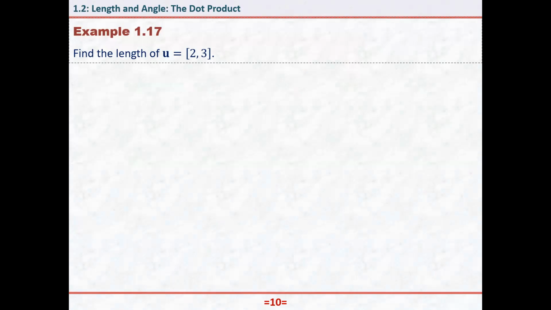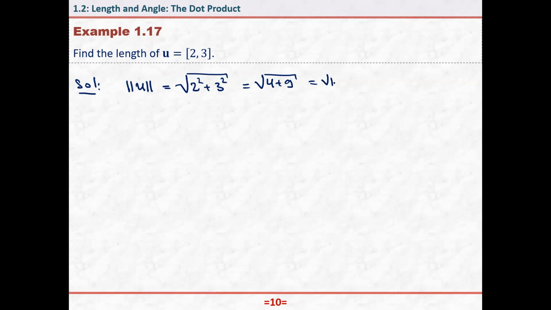Find the length of U. So it is in two-dimensional space, right? Okay, let's use dark blue here. Solution. So what is the norm or length of this U? That is equal to square root of 2 squared plus 3 squared. That's equal to 4 plus 9. So that's equal to square root of 13, right?